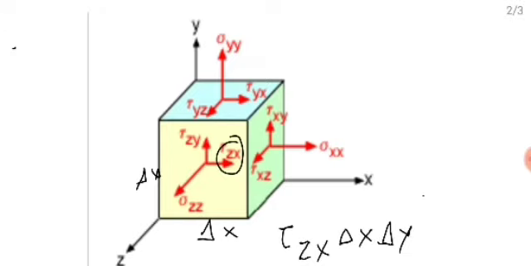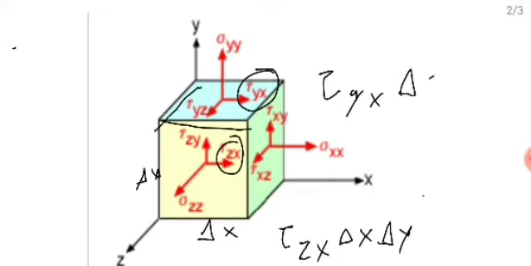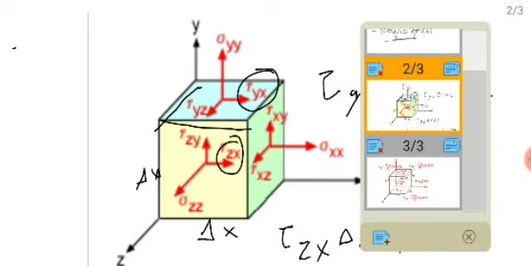Okay. Similarly, in the x direction, tau yx is there. It acts in a plane delta x times delta z. I think you are getting what I am up to. So, one more step you have to think about. Here I have just described that.